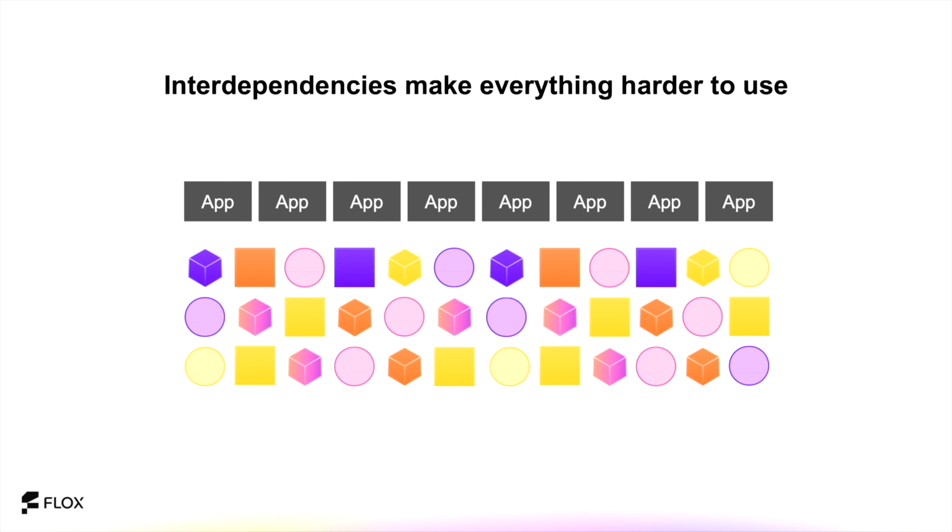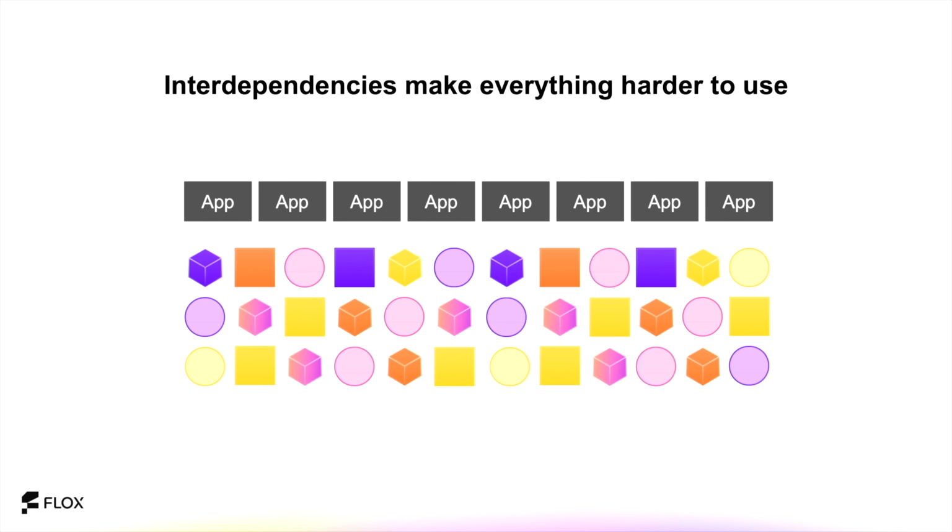So there's like a contention, a point of contention in most operating systems. And uninstalling something means finding it and removing it and remembering where you put it, which is kind of a pain. And interdependency between applications make all these things a whole lot harder to use. So Flox does things a little bit differently.